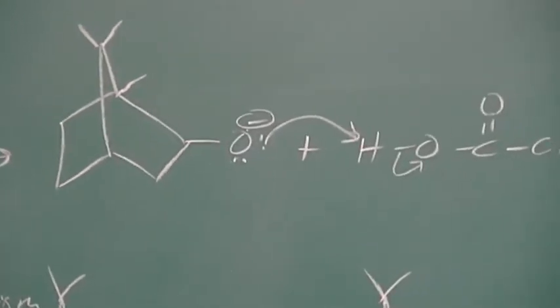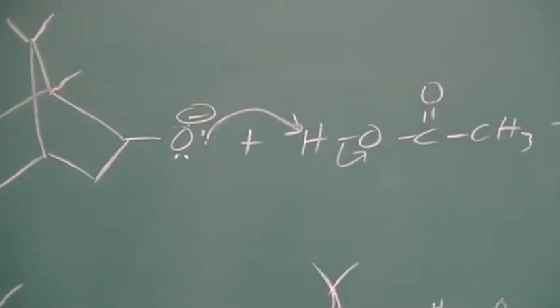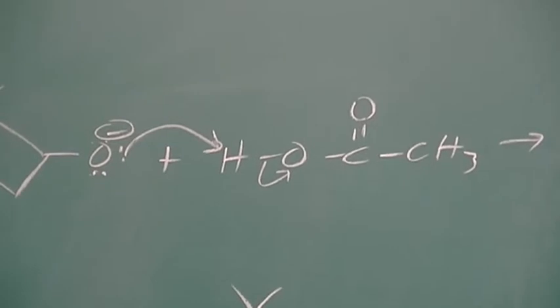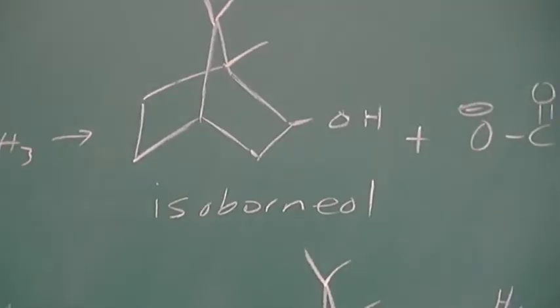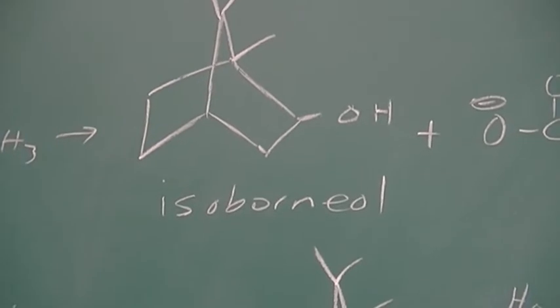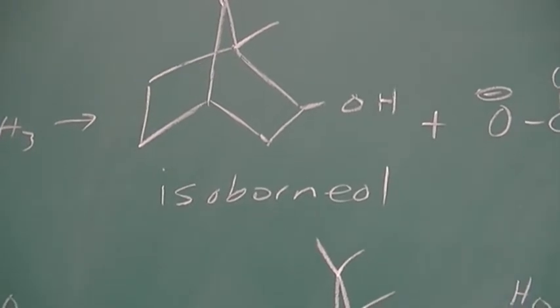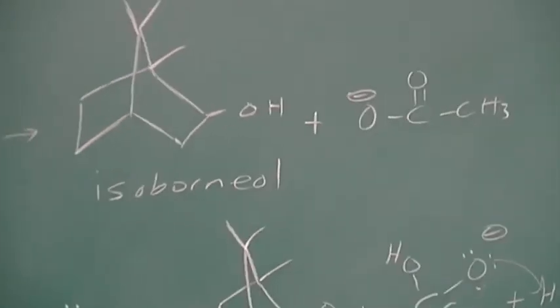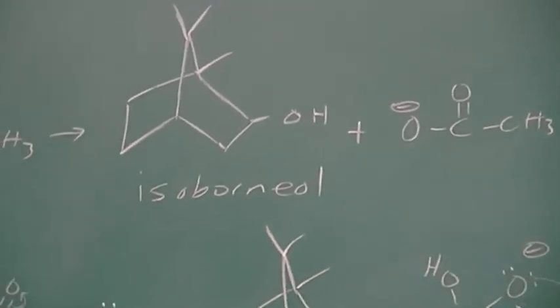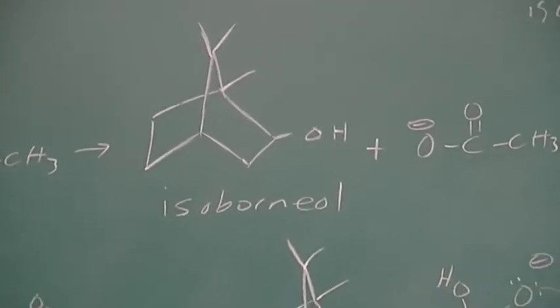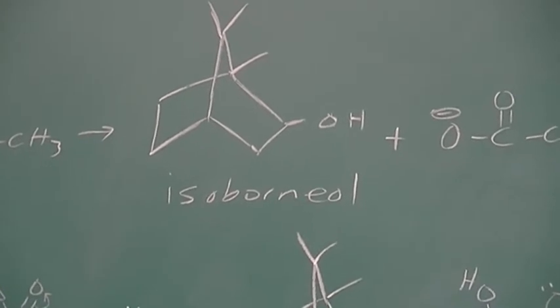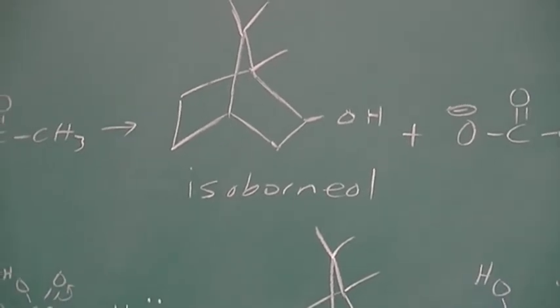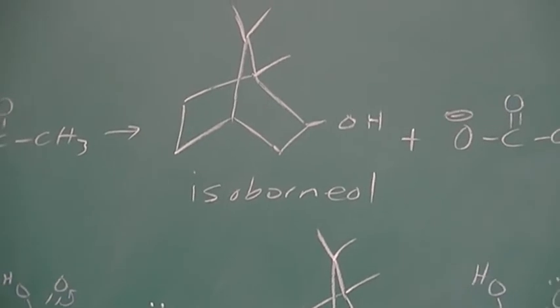And so then the O minus will attack the acidic hydrogen from your acetic acid, and you get your isoborneol. That is your alcohol. And then you also get your acetate if you balance the reaction. So isoborneol is then the second product that we're going to get from this experiment.